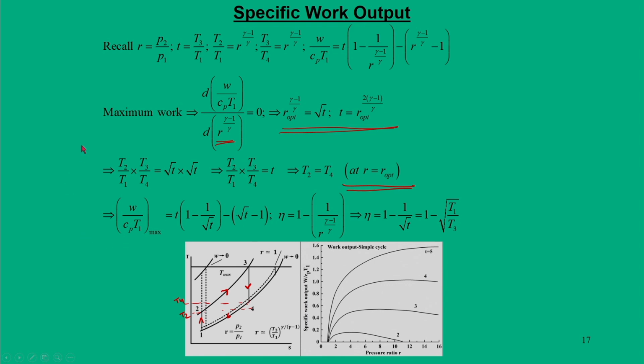But here, when you put in these R optimum conditions, we can find another expression for the conditions for maximum work output. That means, W by Cp times T1 maximum will be T times bracket 1 minus 1 by square root of T, minus bracket square root of T minus 1. So, here you can see the maximum work output is only a function of temperature ratio, and subsequently the efficiency at this maximum work condition would be 1 minus square root of T1 by T3. So, this is another important consequence, the efficiency at the maximum power output.